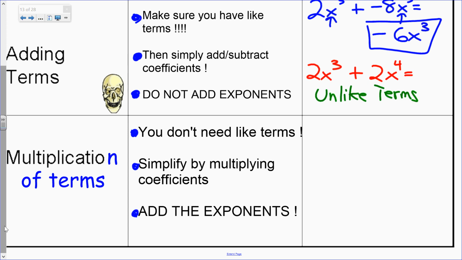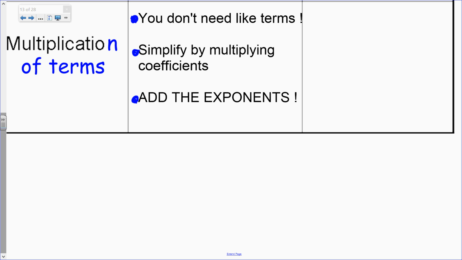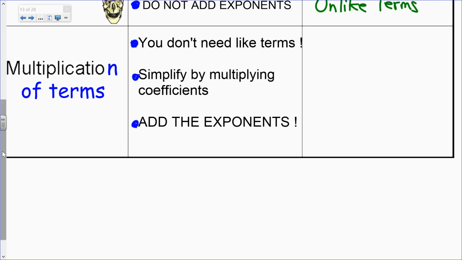Now, what about multiplying terms? I'm going to use my blue again. I'll use the same terms I used in the first example. Let's multiply. Watch this. 2x to the third, I'm going to multiply that times negative 8x to the second.